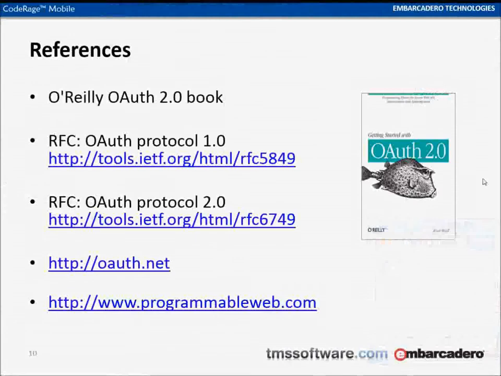So if you want to learn something more about the technical details of OAuth, I have some references here. One is an OAuth 2.0 book on O'Reilly. Of course, the two RFC specifications for OAuth 1.0 and OAuth 2.0. Everything about OAuth you can find at oauth.net. And finally, a very interesting website is www.programmableweb.com. That is a sort of categorized index of all kinds of cloud services that are meanwhile available, and this documents the service and informs what exactly it offers.